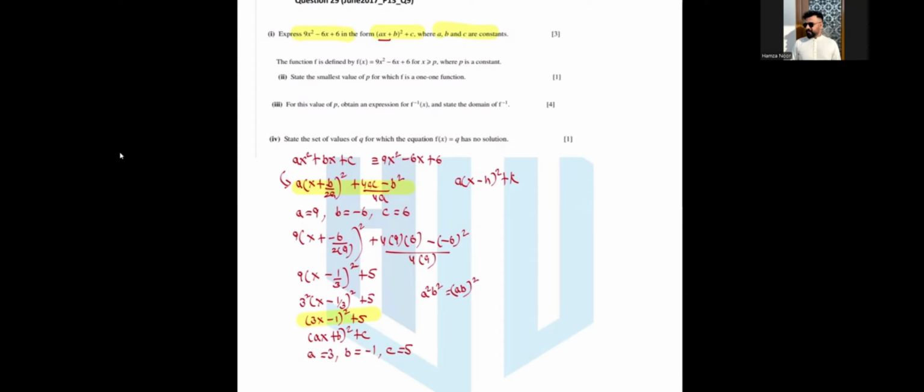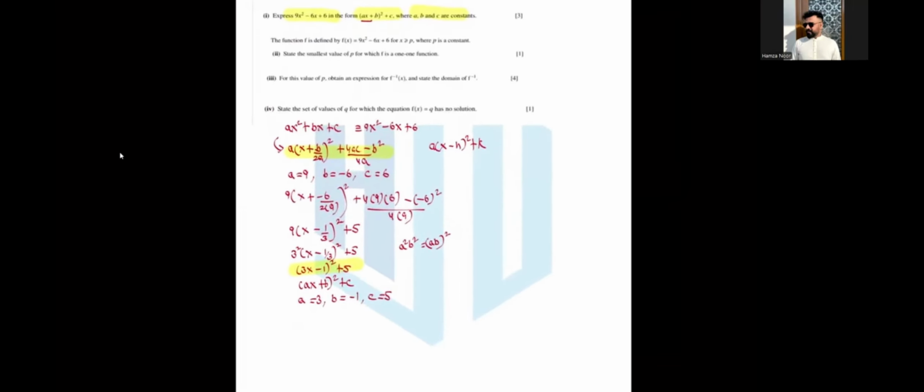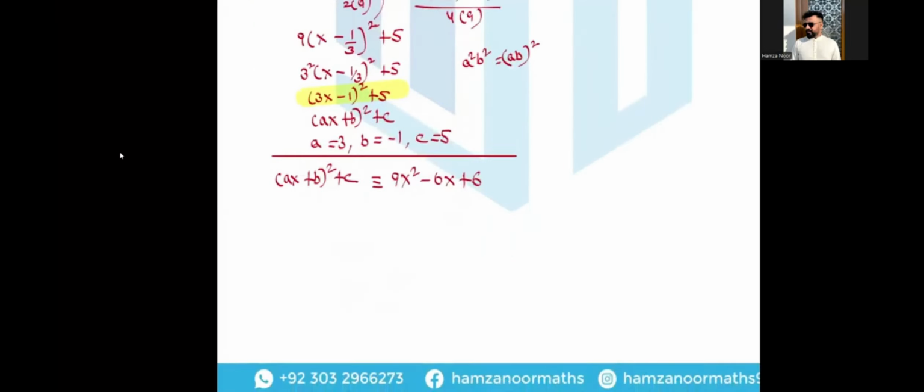Here we have an alternative approach as well. The alternative approach is to use the equating the coefficients method. So I'm going to solve this by an alternative method as well. What we need is a form which is ax plus b whole squared plus c, and this is basically identical to the expanded form of the quadratic expression, which is 9x squared minus 6x plus 6. So here I'm going to use this alternative approach, that is the equating the coefficients method.